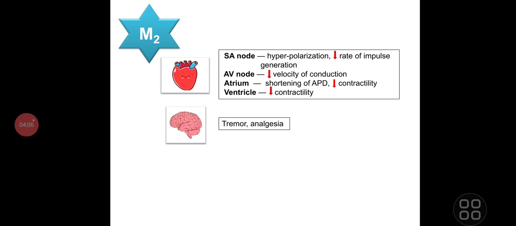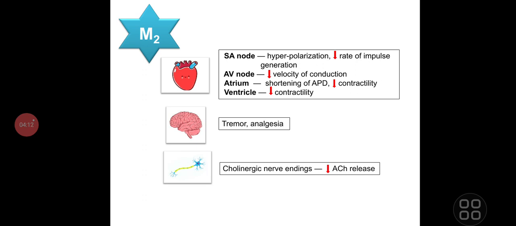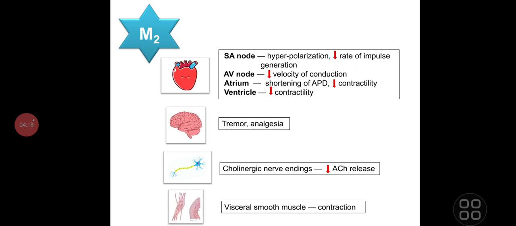M2 receptor also present in other parts of brain and is responsible for the tremor and analgesia. In cholinergic nerve endings, it decreases acetylcholine release, and in the visceral smooth muscles, it will show contraction.